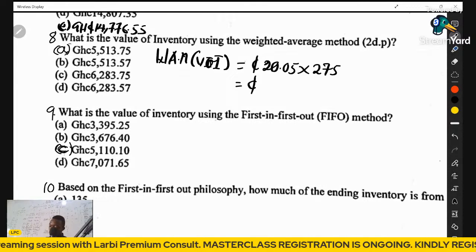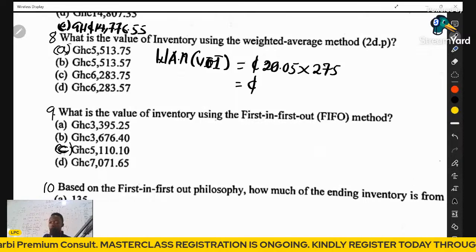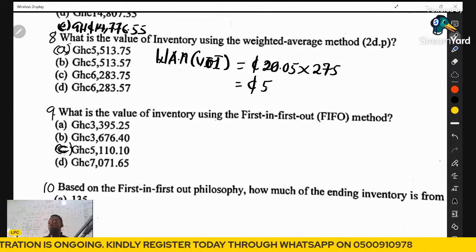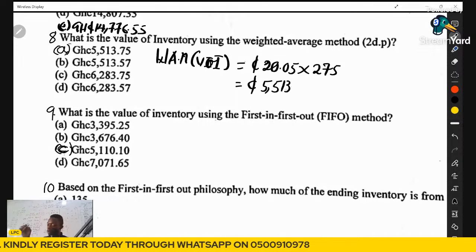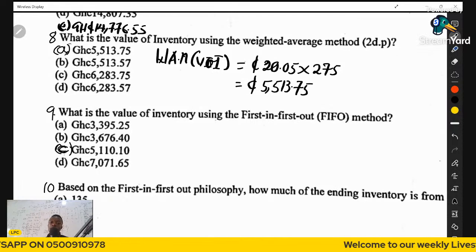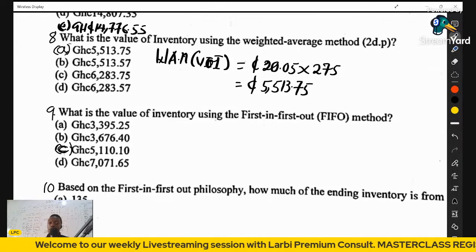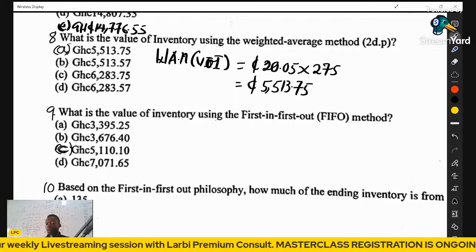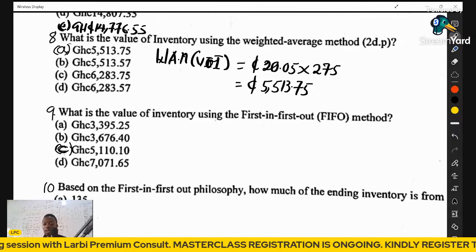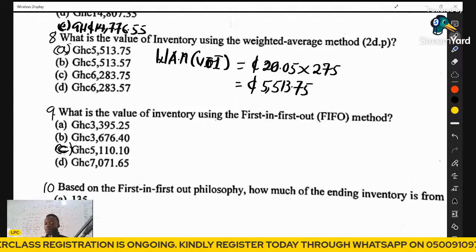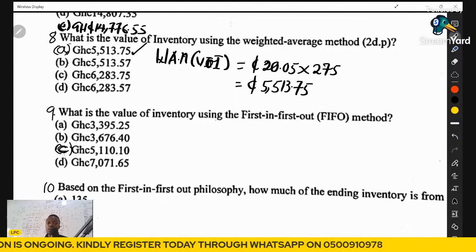In my case, I had the value of the inventory using the average method to be equal to 5,513.75. This is what I had. You can confirm that on the comment section for us, to see if that's correct. So I had 5,513.75, and which option is that? I think it's option A. So option A, and you are good to go.